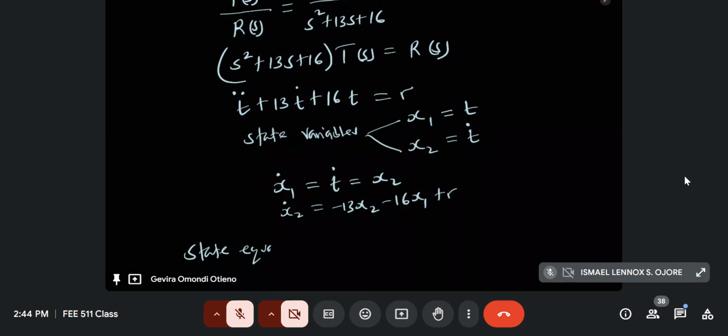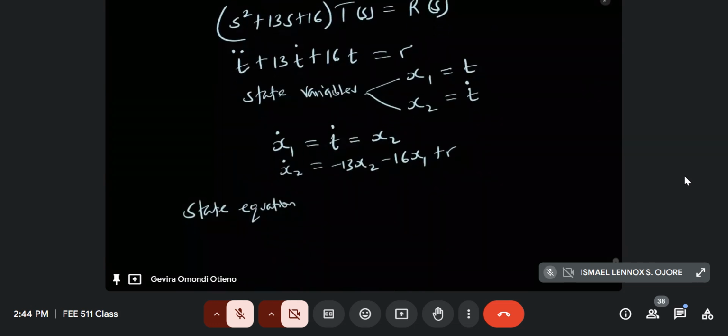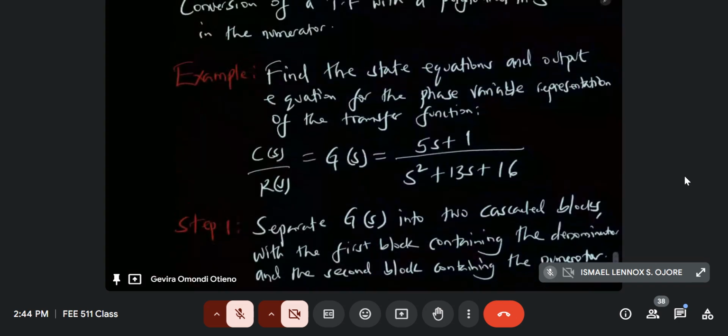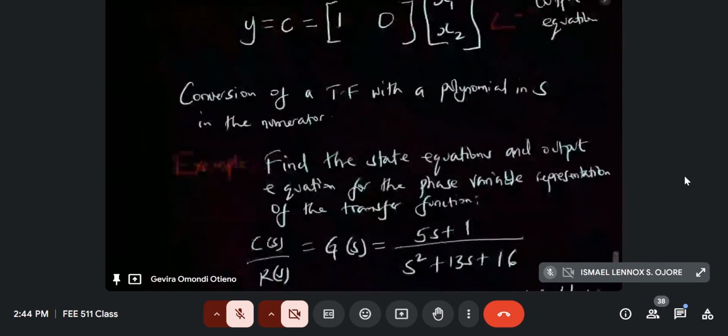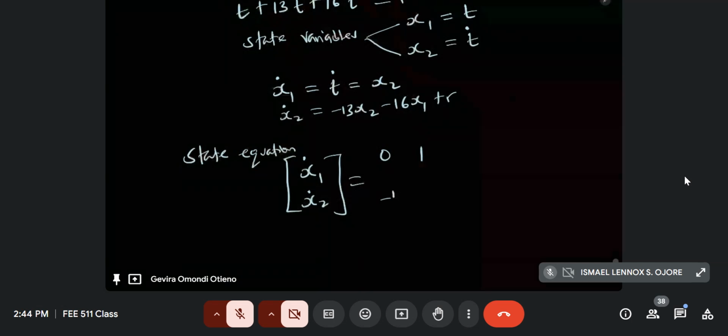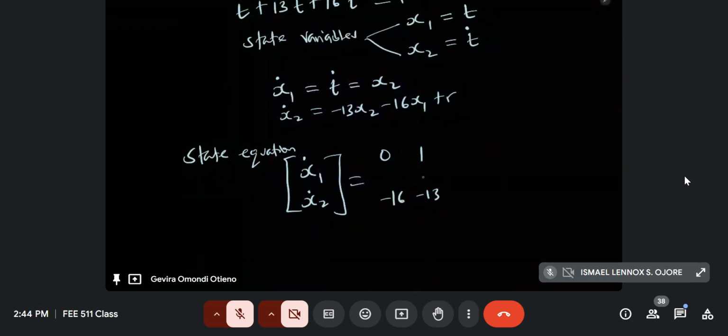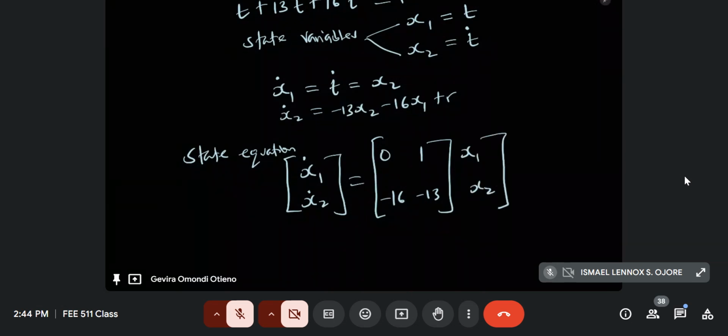I'm doing this quickly now because we've done a similar example. It's only that now this is a cascaded system. So it's a two-part way. So the state equation becomes x1, x2, derivative like that, should be equal to 0, 1, minus 16, minus 13, like that, of x1, x2, like that, plus 0, 1 of r.